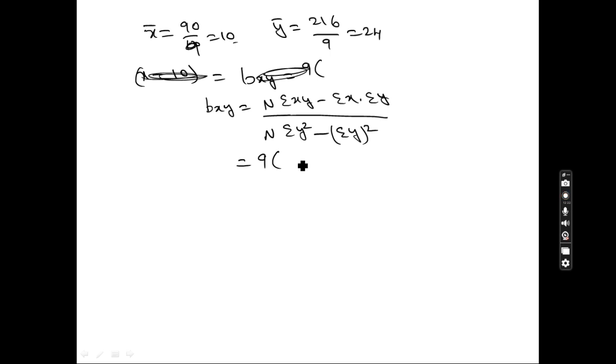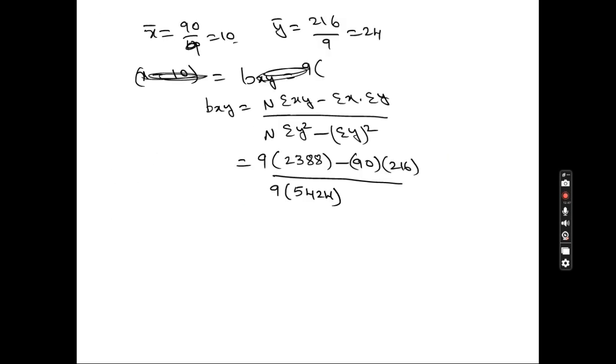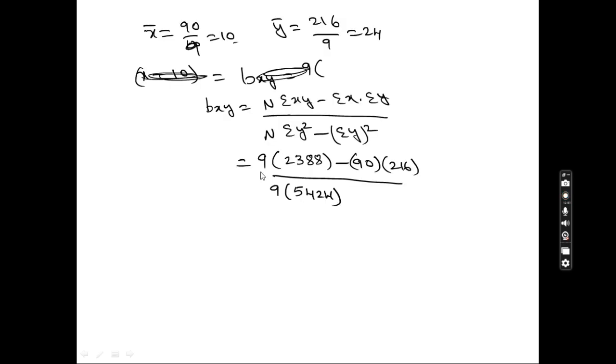Summation xy total is 2388, minus summation x total is 90, and summation y total is 216. I replace all these values, and n is 9, and summation y square total I am getting 5424. These values I am copying from this table.